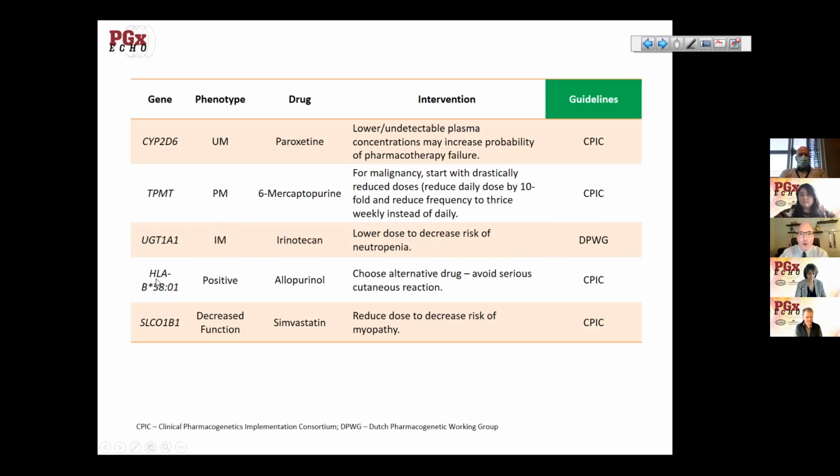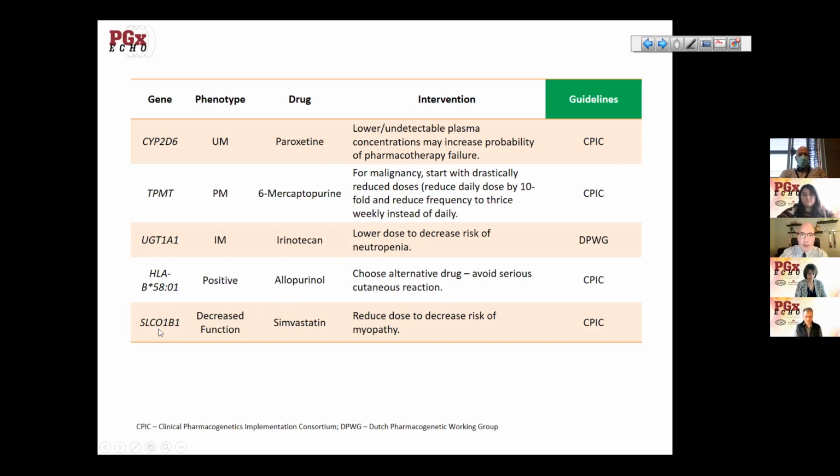Here's an example of pharmacodynamics. So this is not related to drug concentrations. This is related to reactions outside of the concentration realm, if you will. And this is a person who is positive. That means they carry the HLA-B 5801 variant, receiving allopurinol. And there's a guideline from CPIC that discusses choosing an alternative drug in this setting, because being positive in that case means increased risk of serious cutaneous reactions like Stevens-Johnson syndrome or toxic epidermal necrolysis. So that's another example.